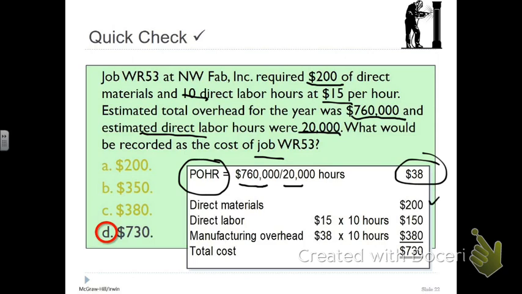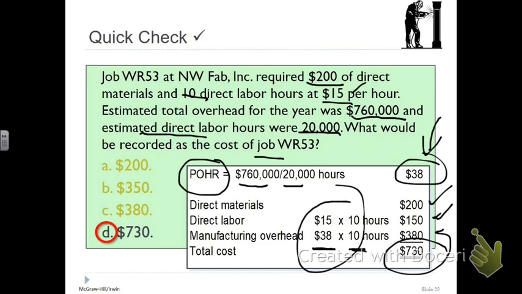So then we take our direct materials. We take our direct labor. It was $15 an hour at 10 hours, it's 150 bucks. Our manufacturing overhead is $38 an hour at 10 hours, or 380. Total cost for the job is $730. One other quick note, overhead costs have become a bigger and bigger percentage of overall costs, so it is not at all unheard of to see manufacturing overhead be a larger number than, even in this case, direct labor rates.